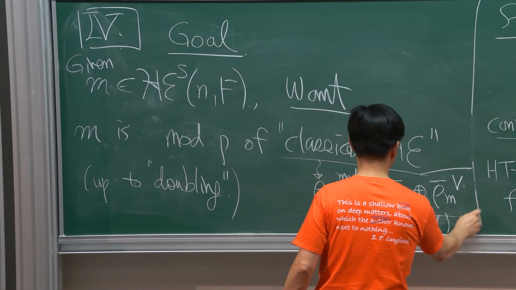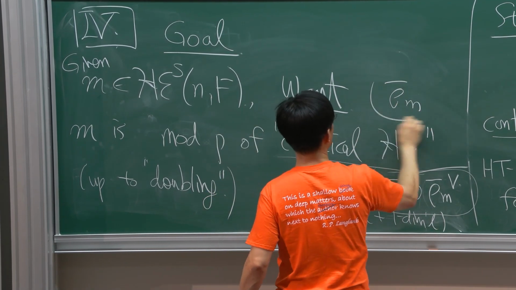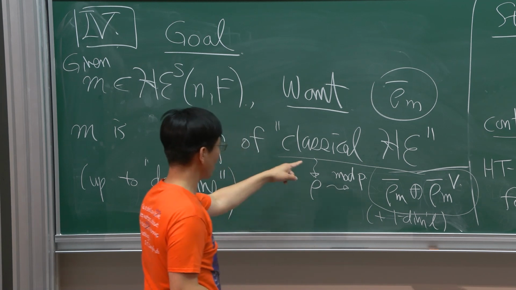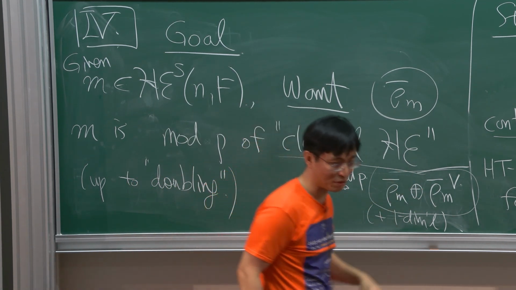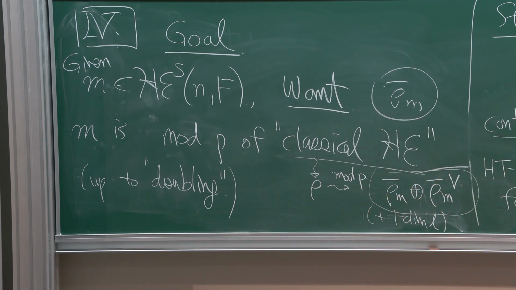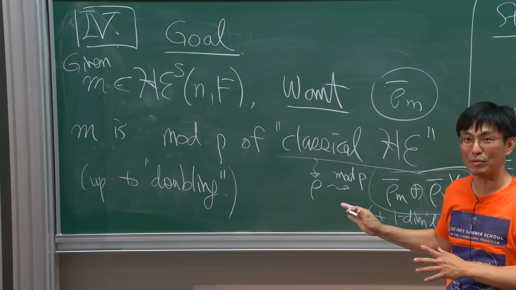So what you want is rho m bar, but then what you're actually getting out of this is rho m bar plus rho m bar dual or something. So there's some algebra argument you have to make, but this can be done. That's actually the easier part of the problem.